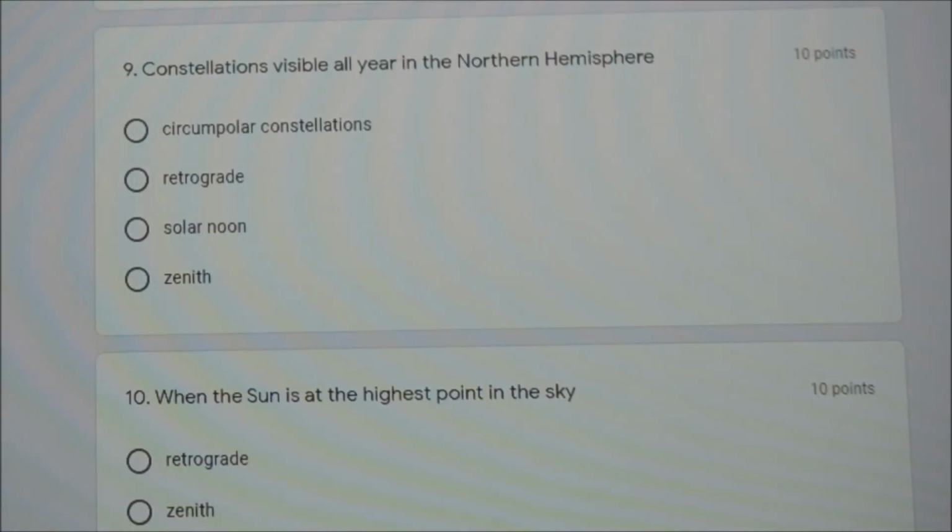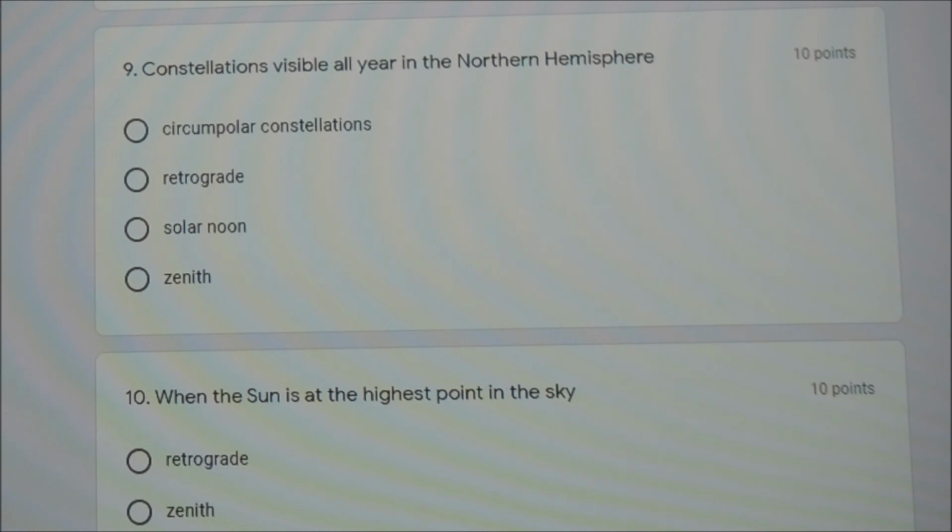Number nine. Constellations visible all year in the Northern Hemisphere. Are they circumpolar constellations? Is that retrograde, solar noon, or zenith? Constellations visible all year in the Northern Hemisphere. Is that circumpolar constellations, retrograde, solar noon, or zenith?